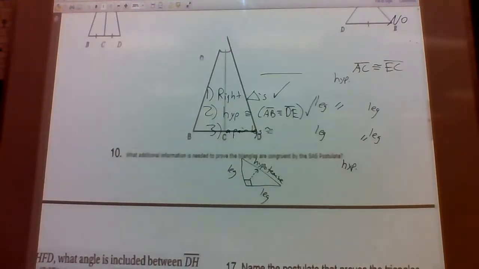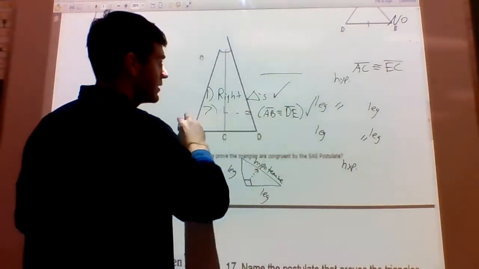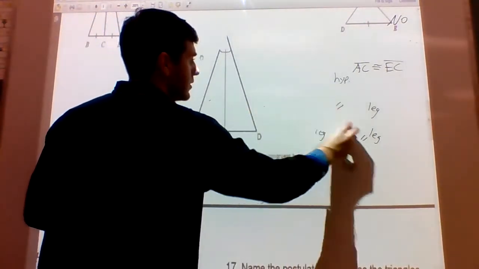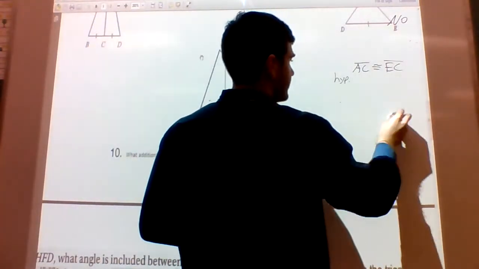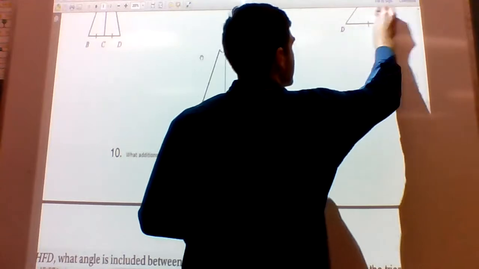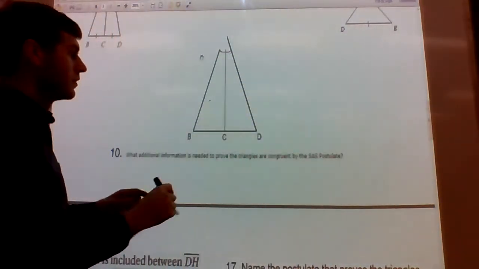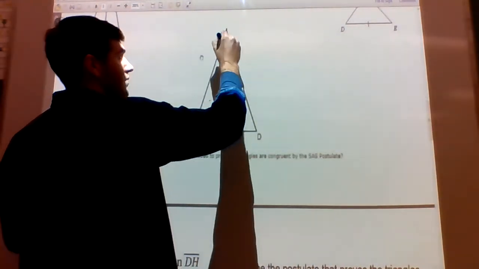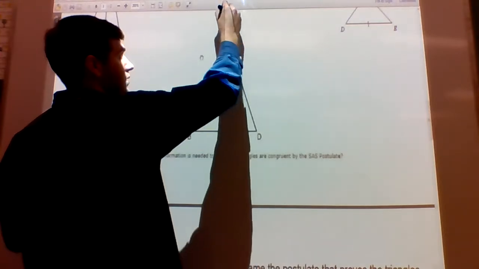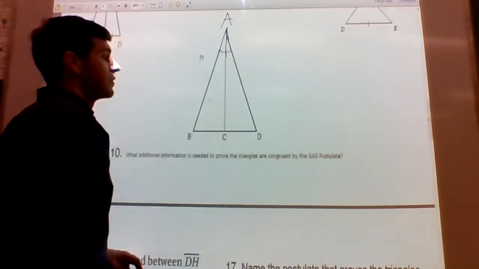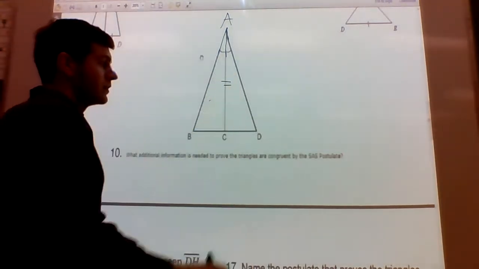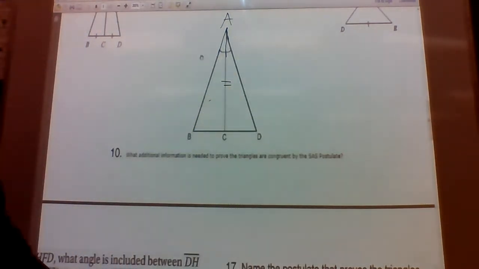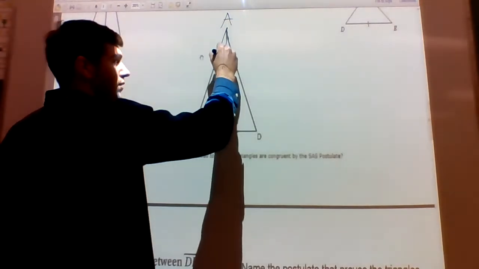Number 9, what additional information is needed to prove the triangles are congruent by the side angle side postulate? So we got a little cut off. I assume this is A. Okay. Well, again, we have the reflexive property, so we can always use it. AC is congruent to AC. So now we have a side and an angle.